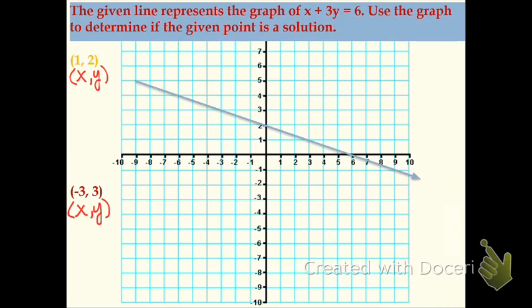So plotting the point (1, 2), that would be here. Here's the point (1, 2). It's not on the line, so the ordered pair (1, 2) is not a solution. Now the point (-3, 3) is right here. That is on the line. So yes, (-3, 3) is a solution because it is on the line.